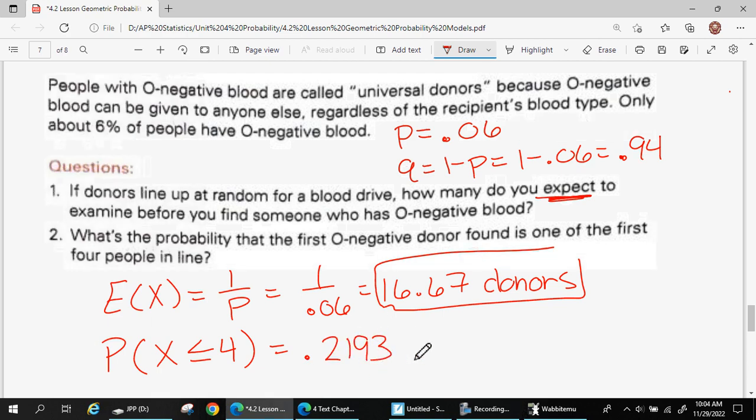So this is the probability that our first O-negative blood donor is either the first, the second, the third, or the fourth person. Any one of those things would satisfy this. Approximately a 22% chance that one of our first blood donors is O-negative.